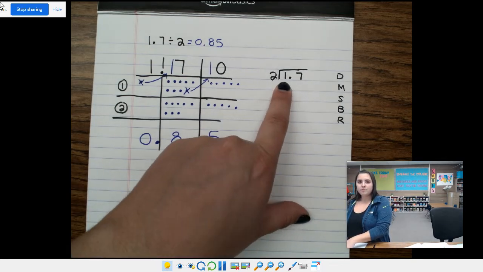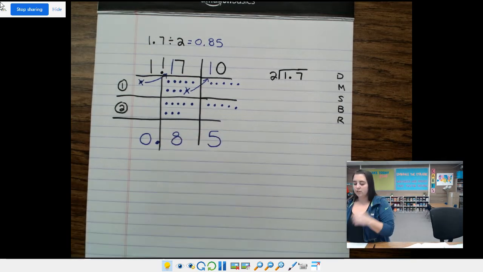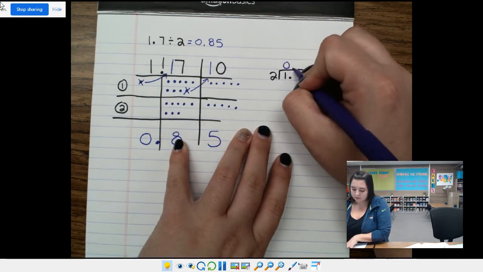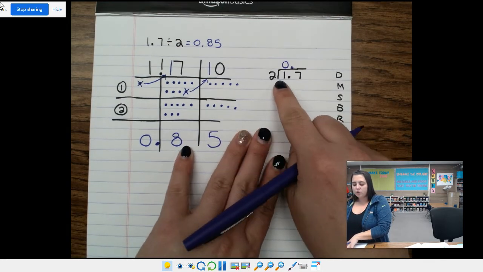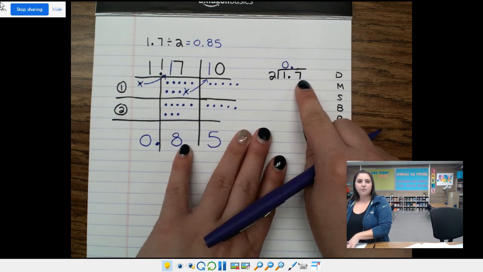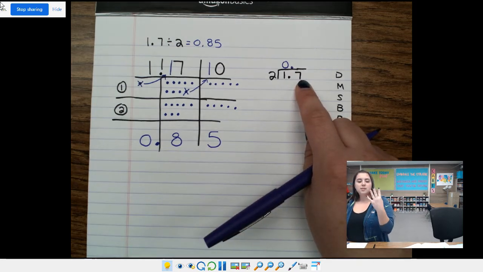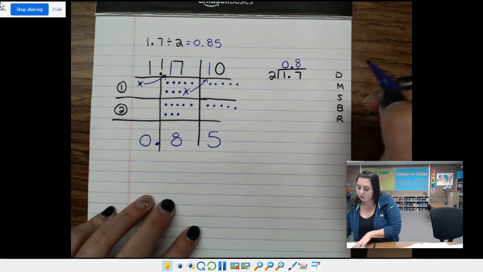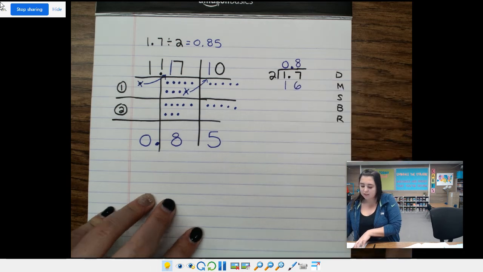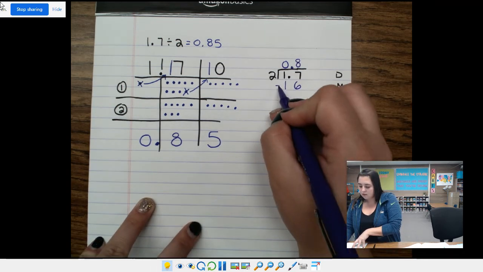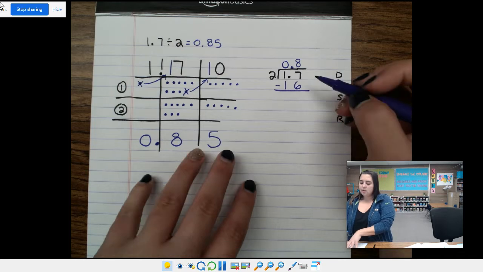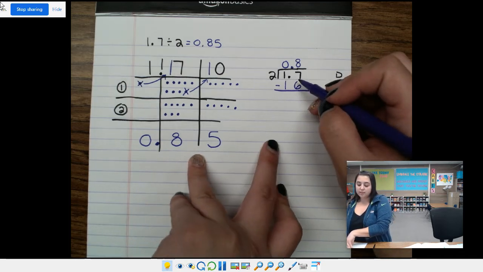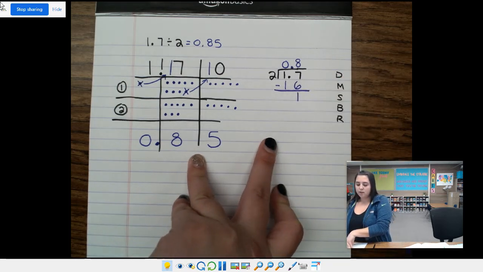2 goes into 1. It doesn't. 2 is already too big. 0 times. How many times can 2 go into 17? 2, 4, 6, 8, 10, 12, 14, 16, 18. Too much. So 8 times, which was 16. 8 times 2 is 16. Subtract. 17 minus 16 would just be 1.